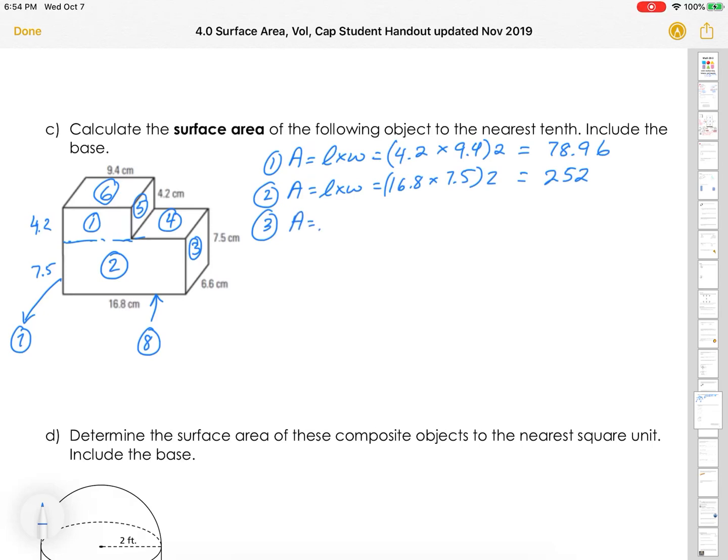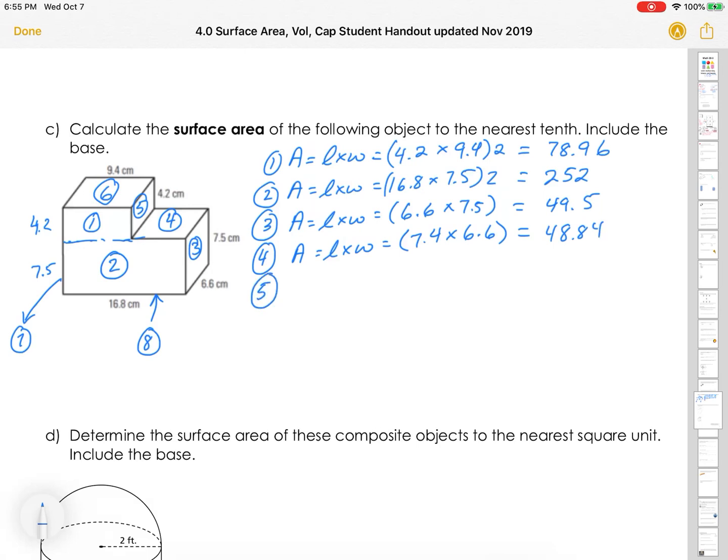For side 3, we have area is length times width. We only have one of these, so it's 6.6 times 7.5, which is 49.5. For 4, area is length times width. We only have one of these, so it's 7.4 times 6.6, which is 48.84. Whew. 5, area is length times width. We only have one of these, 4.2 times 6.6. We multiply those and we get 27.72.